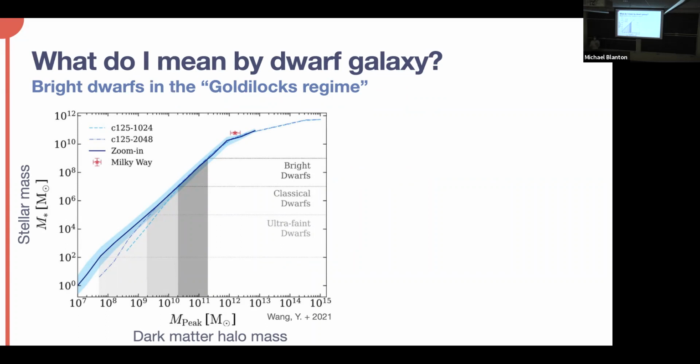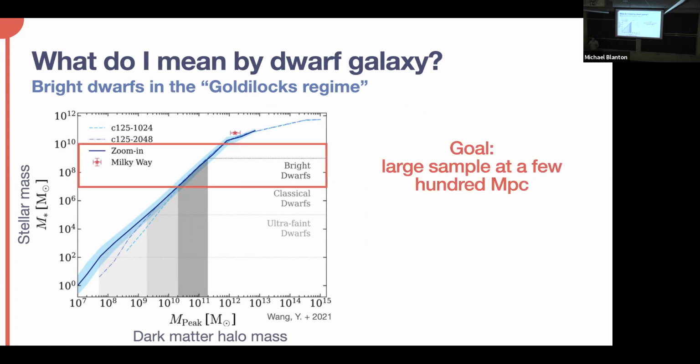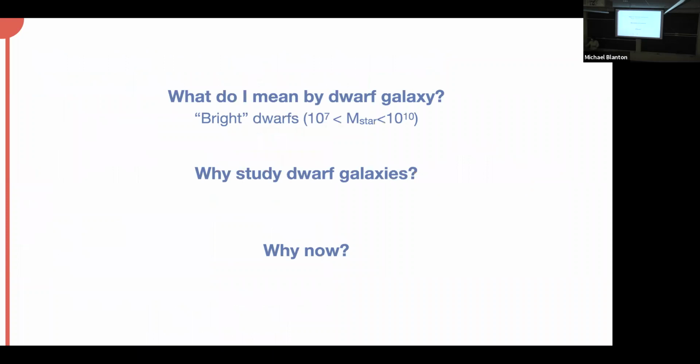So I'm not going to be talking about the ultra faint dwarf galaxies today, but really more of these bright dwarfs with stellar masses in the range of about 10^7 to 10^10 solar masses, and halo masses of around maybe a few times 10^10 to a few times 10^11. And this is really driven by the goal of having a large sample at a few hundred megaparsecs, really going back to this idea that I mentioned in my title of looking at dwarfs in a wide field view. Okay, so what do I mean by dwarf galaxy? These bright dwarfs. So now we can ask, why study dwarf galaxies? And why now?